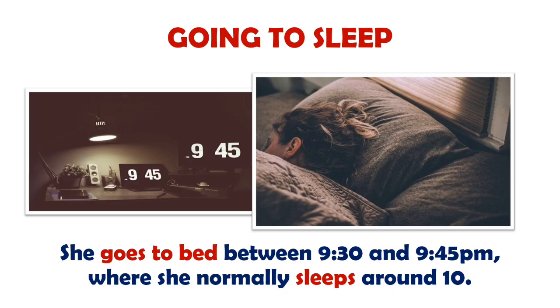She goes to bed between 9:30 and 9:45 p.m., where she normally sleeps around 10. And finally, we reached the moment where Lucy is going to bed, where she's going to sleep. And these are the daily verbs that we are going to use here: to go to bed and to sleep. Listen, she goes to bed between 9:30 and 9:45 p.m., where she normally sleeps around 10.